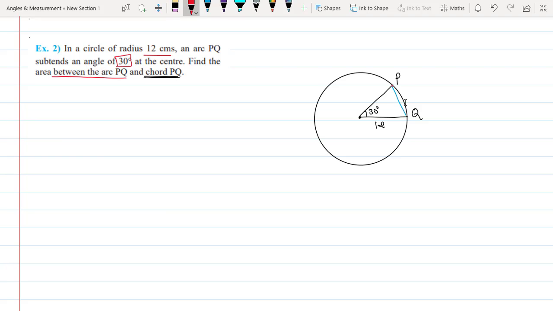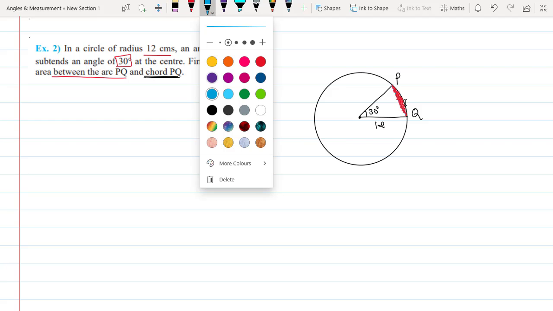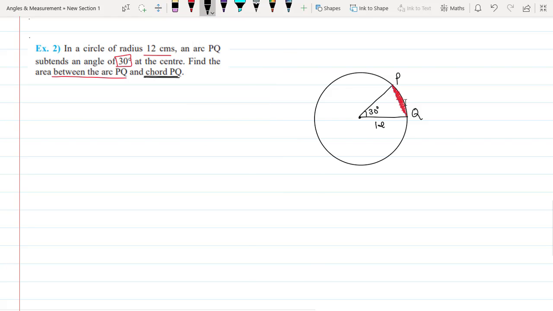मतलब हा जो आर्क आणि PQ आहे ह्यांच्या दोघांमधला हा एवढा एरिया मला फाइंड आउट करायचा आहे. How will you do this? And is the length of arc PQ given? No, they have not given the length, but we can find out how. Step number 1. What is given? The radius is 12 centimeter and theta is equal to 30 degree. Can you find out the arc length PQ?